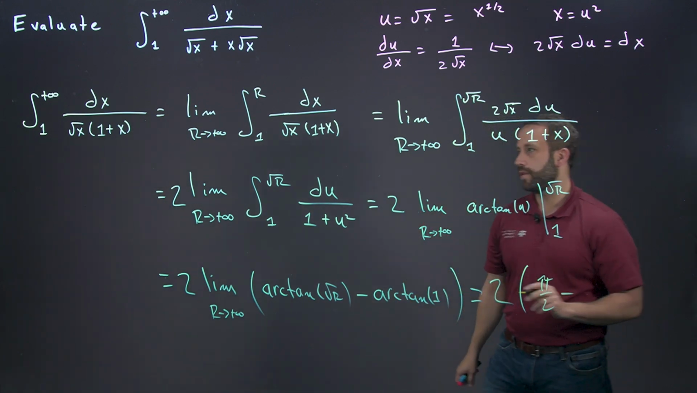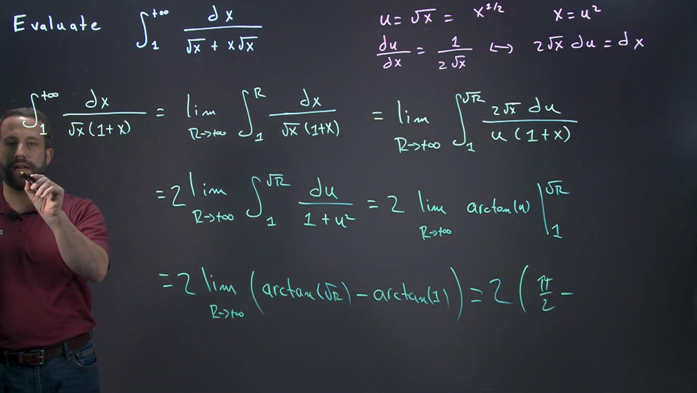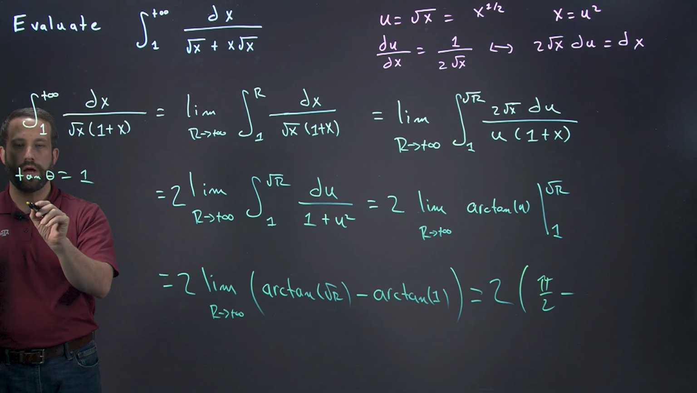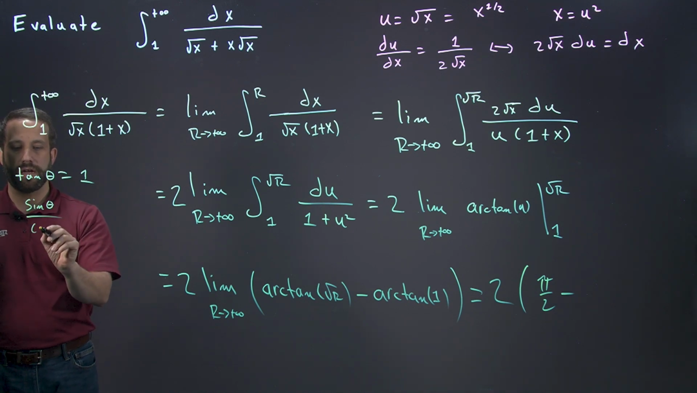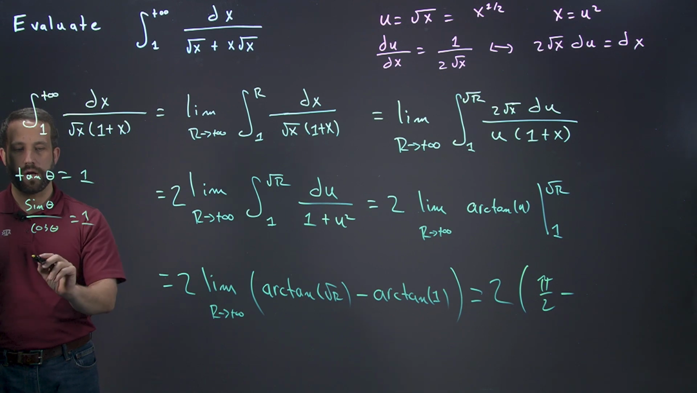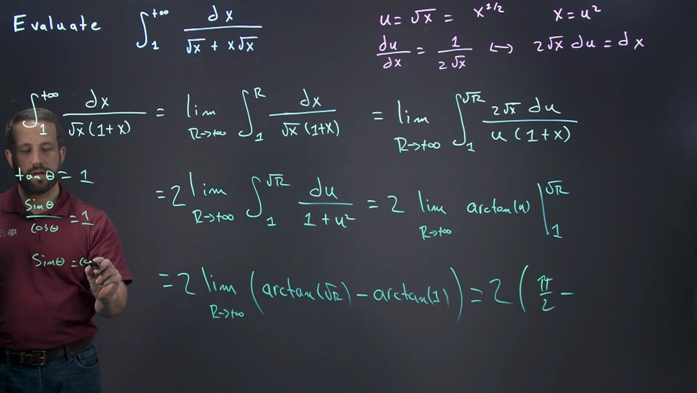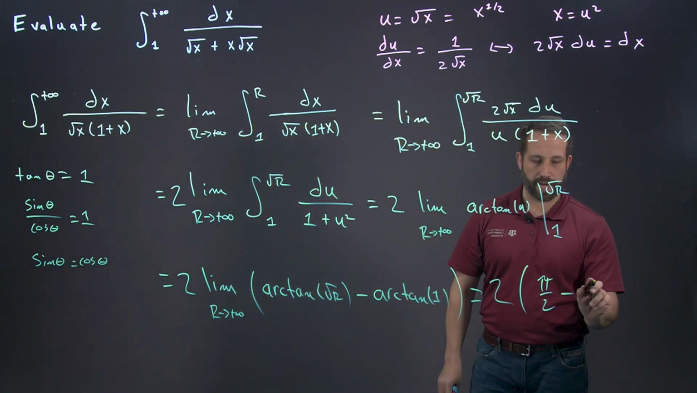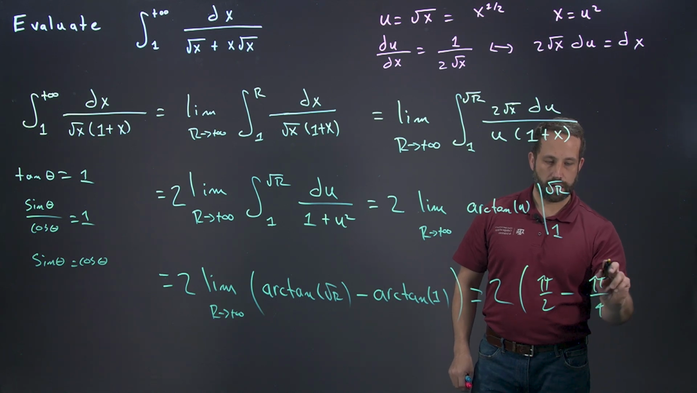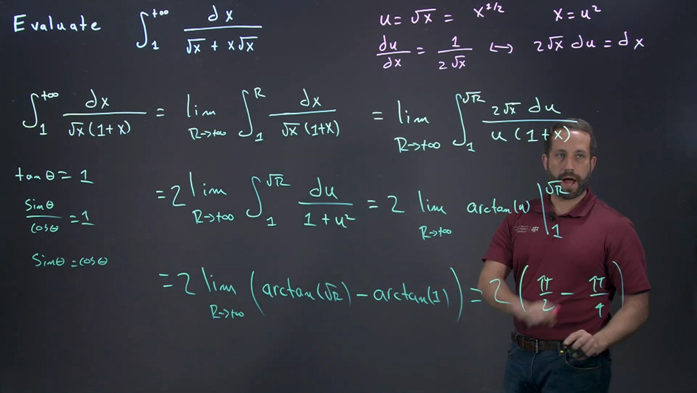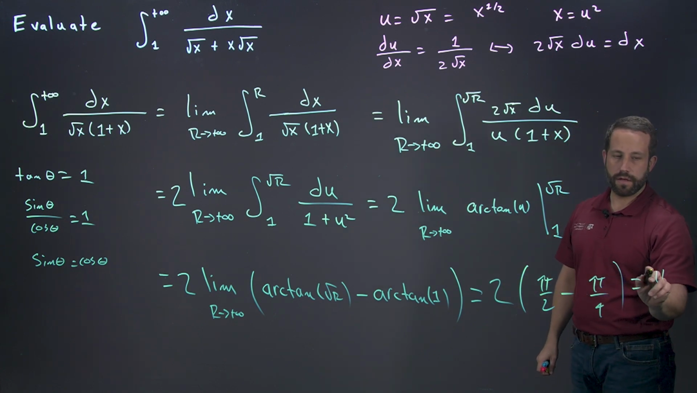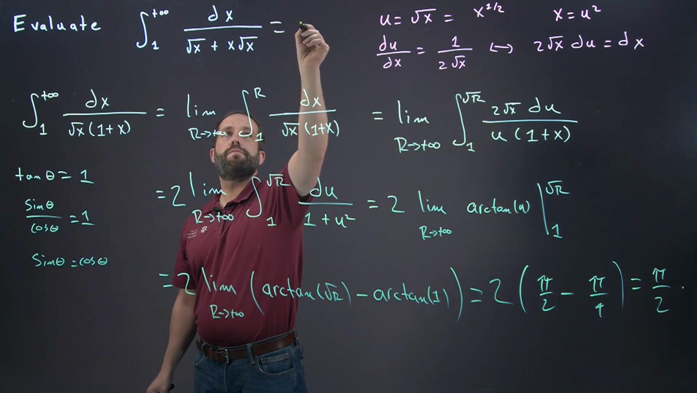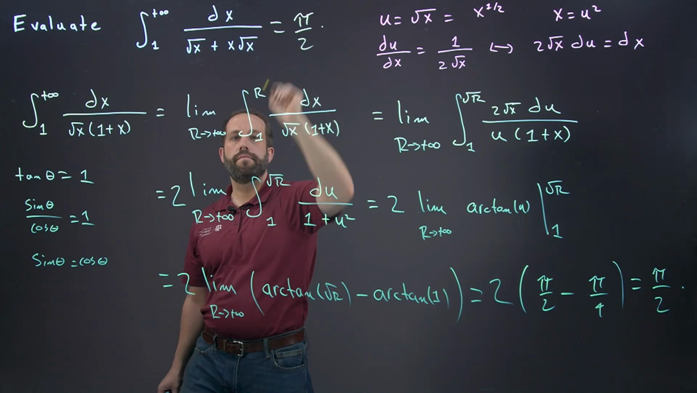Arctan of 1, let's do a little side computation over here in case you forgot. We want to know when tan theta is equal to 1. This is the same as sine theta over cosine theta is equal to 1. And this is the same as sine theta equals cosine theta. And so we see pi over 4 is the solution here. So arctan of 1 is pi over 4. Okay, pi over 2 minus pi over 4 is pi over 4. You multiply it by 2, and you get pi over 2. And so the value of this integral is pi over 2. Okay, and there we have it.